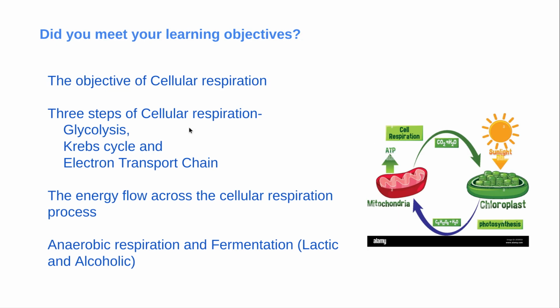Okay, hopefully this all comes together for you, and by now you should be able to describe cellular respiration, what its objective is, and what the three steps of cellular respiration and that intermediate process of pyruvate oxidation are, and how energy flows across the cellular respiration process, and how anaerobic respiration and fermentation can happen in the absence of oxygen as a final electron acceptor.